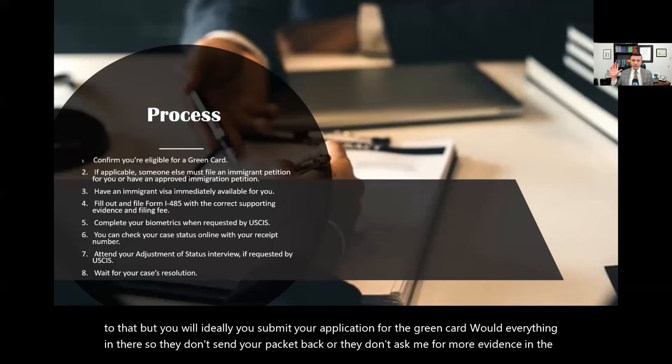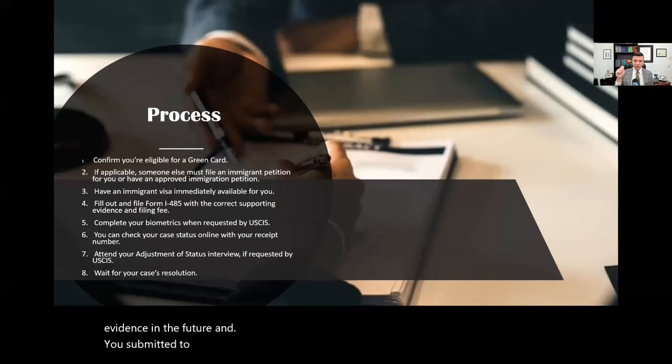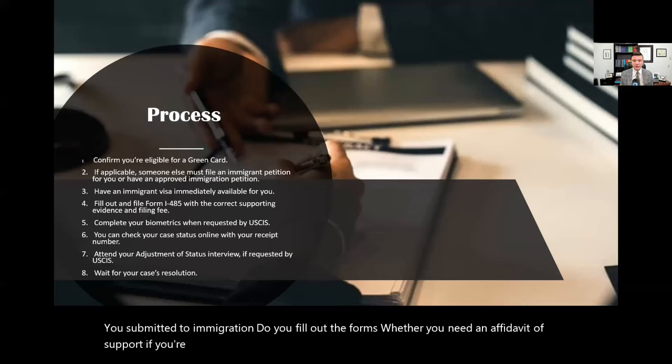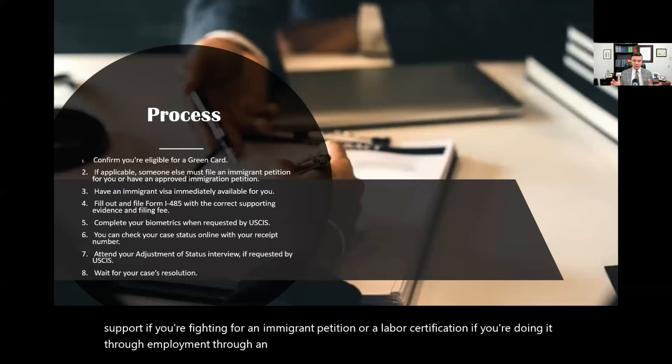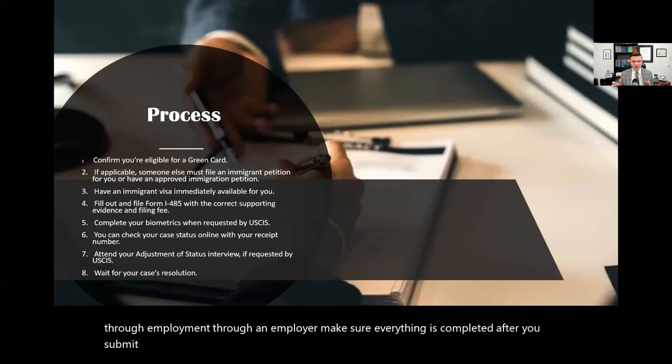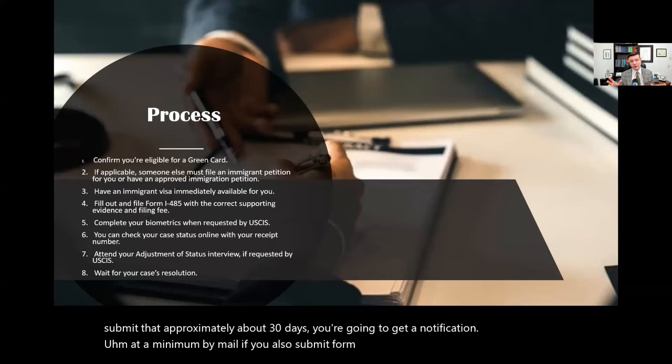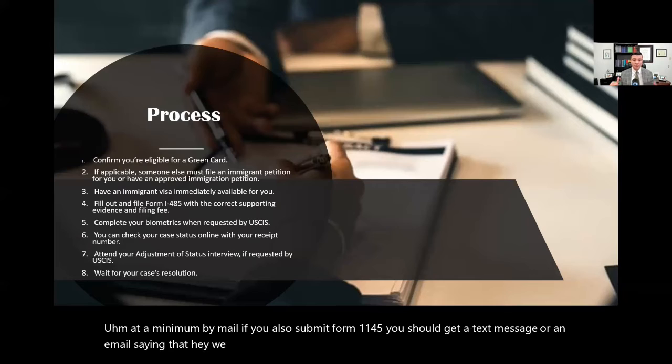And you submit it to immigration, you fill out the forms, whether you need an affidavit of support if you're filing for an immigrant petition, or a labor certification if you're doing it through an employer. Make sure everything's completed. After you submit that, approximately about 30 days, you're going to get a notification at a minimum by mail. If you also submit Form G-1145, you should get a text message or an email saying that, hey, we received your application, it's currently processing.